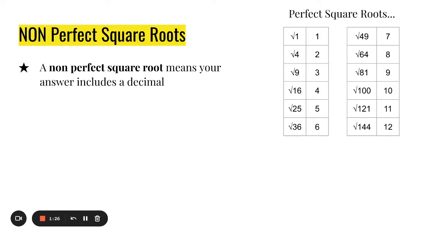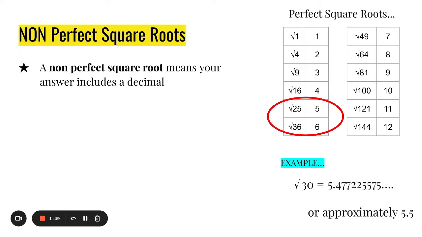We're going to look at non-perfect square roots, which means that your answer includes a decimal. We've got a chart here of our perfect square roots. If we wanted to find the square root of 30, we know that it's somewhere between the square root of 25 and the square root of 36, which means it's going to be between the consecutive numbers 5 and 6. If we actually calculate it, it's 5.477 and so on, which is approximately 5.5.